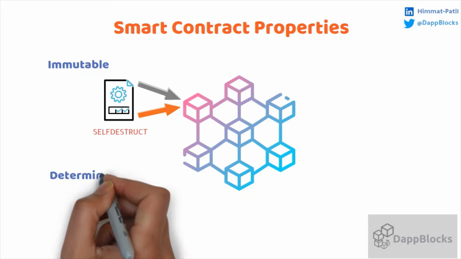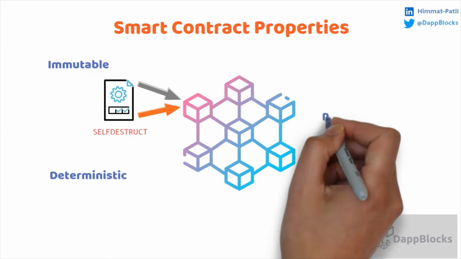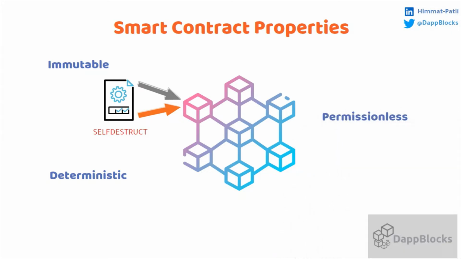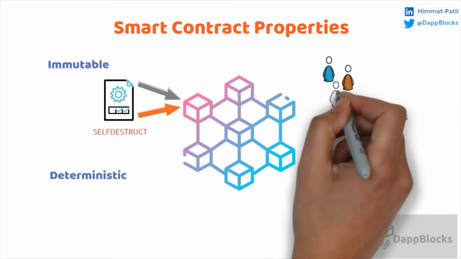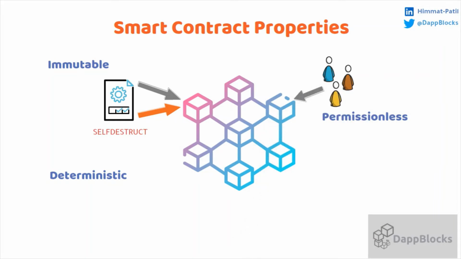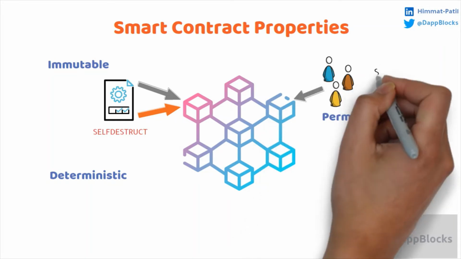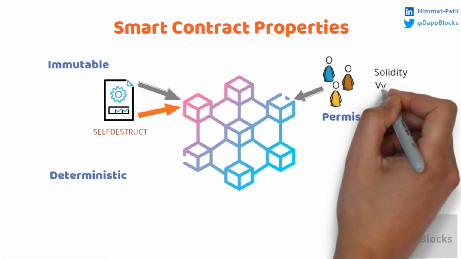Second, deterministic. The outcome of the smart contract execution is the same for each run. Third, permissionless. Anyone can write a smart contract and deploy it to the blockchain network. A person needs to write in a smart contract compatible programming language and have some ether balance to deploy on the network. Ethereum supports Solidity and Vyper programming languages to write smart contracts.